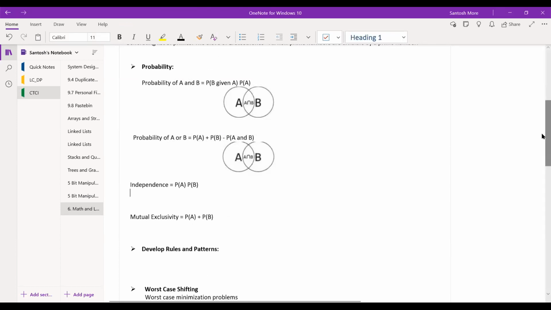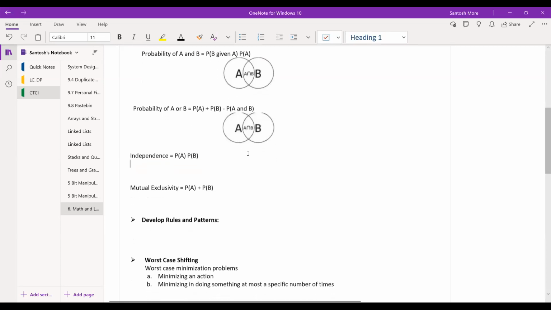In case A and B have no overlap, then the intersection will be zero. But that is what independence means, right? If they are not actually overlapping, it will be PA into PB. So he says that if A and B are independent, and if one happening tells you nothing about the other happening, then it will be PA into PB.